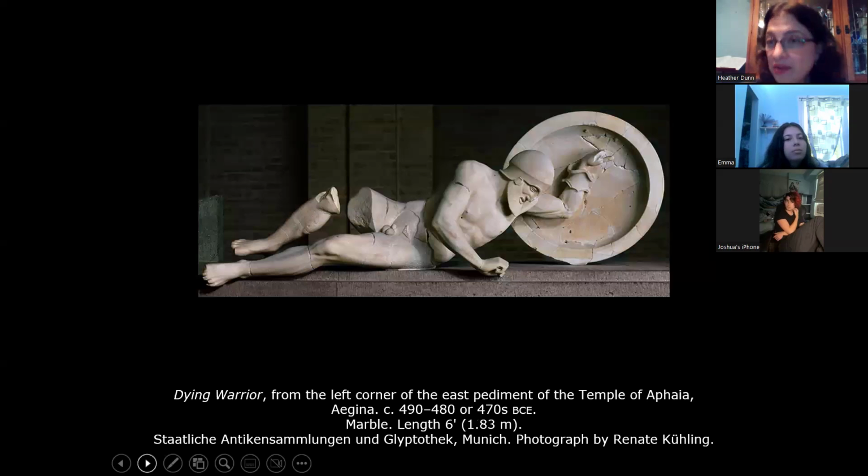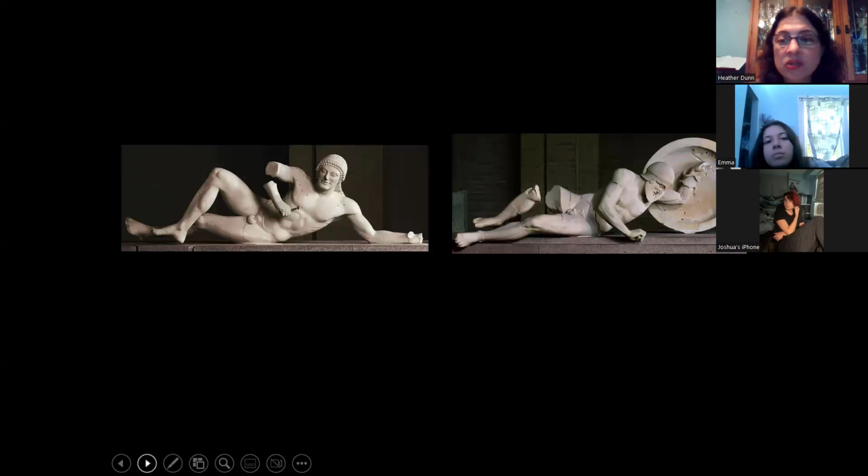And now if we go to the other side of the temple, we have in the same position, but on the other side, the dying warrior again. And this one is just slightly later. It's circa 490 to 480, or perhaps the 470s also, and of course BCE. So the dates are really close to one another, but we know this one would have been carved slightly later because of the style. The style is so different between the two. So let's pull them next to each other so we can really see the difference here.